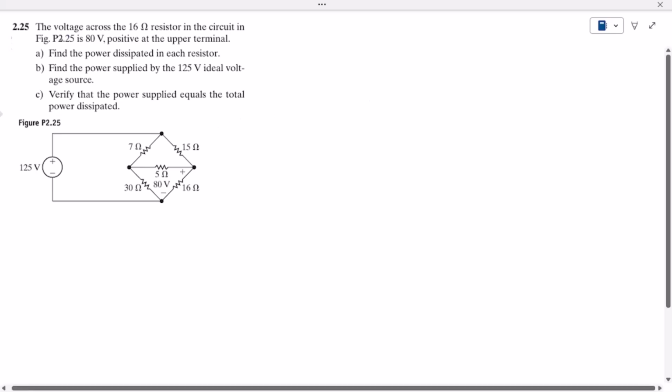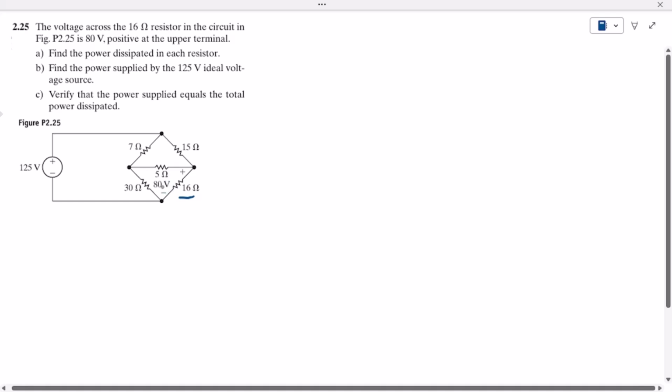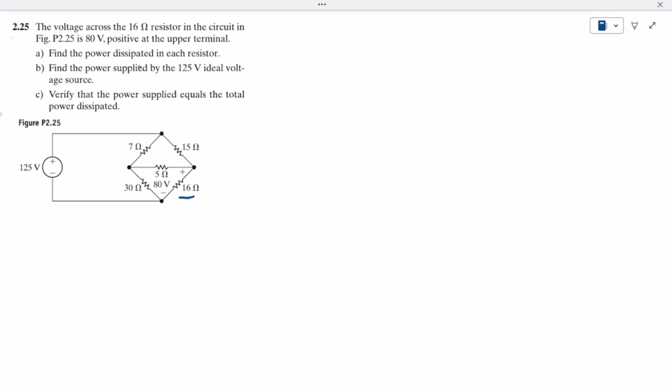Welcome guys. So this is question 2.25 and the statement of this question is: the voltage across the 16 ohm resistor in the circuit in figure P2.25 is 80 volts. Okay, so this is the 16 ohm resistor and the voltage given is this one, and the polarity of it is as here, positive at the upper terminal, which we have described.